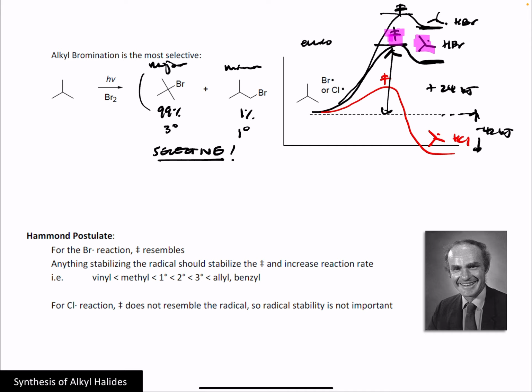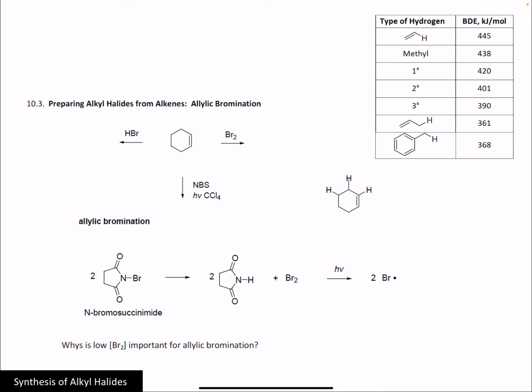So again, George Hammond allows us to relate thermodynamics, the stability of intermediates in endothermic reactions, to the rate of the reaction. Whereas at the exothermic, this guy doesn't really look like him, and so you can't say anything about that transition state. If I have a less stable one here, who knows what effect? It doesn't have very much effect on the transition state. And so slower reactions are more selective, and in this case then, bromination is useful.